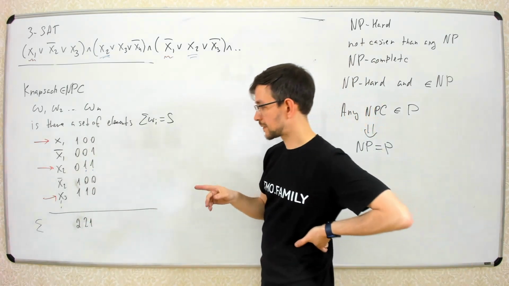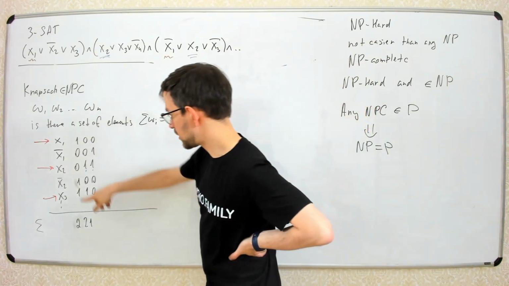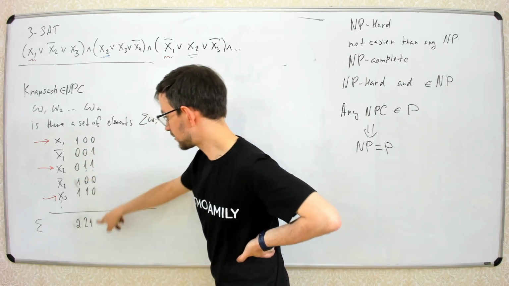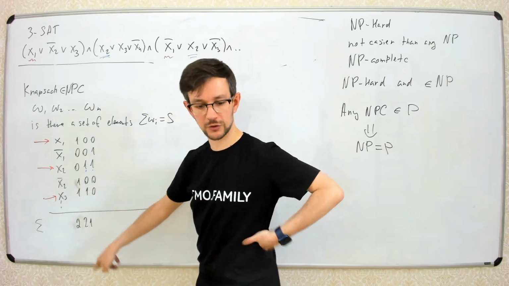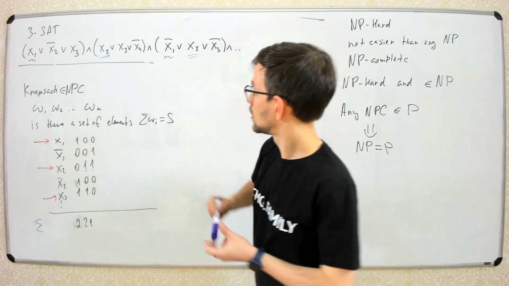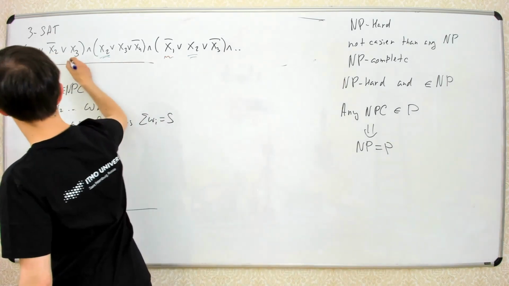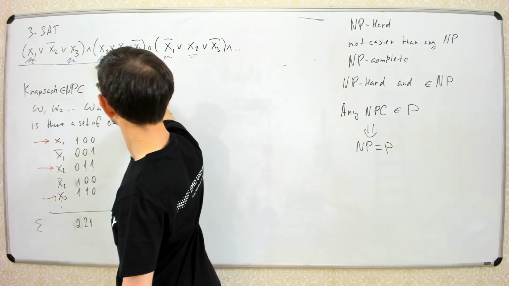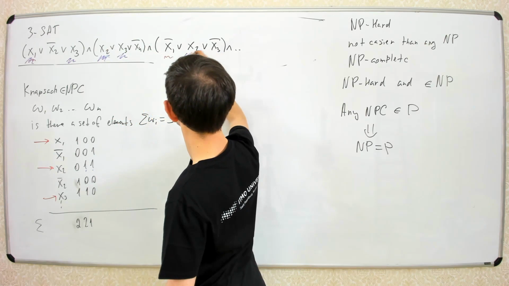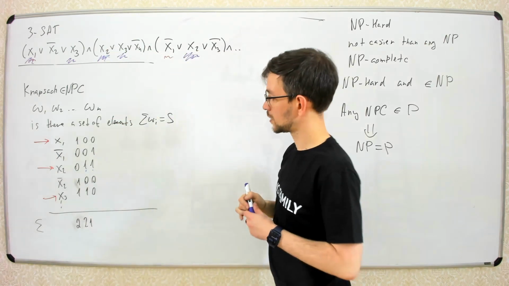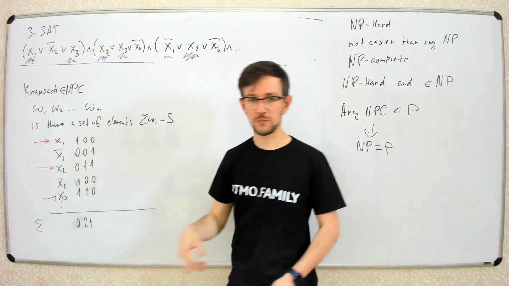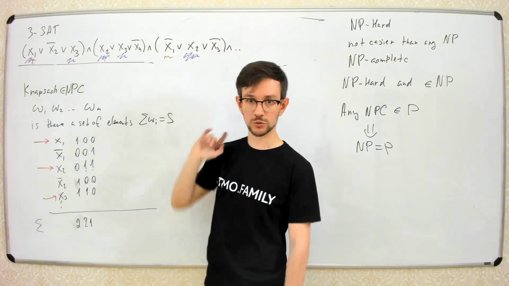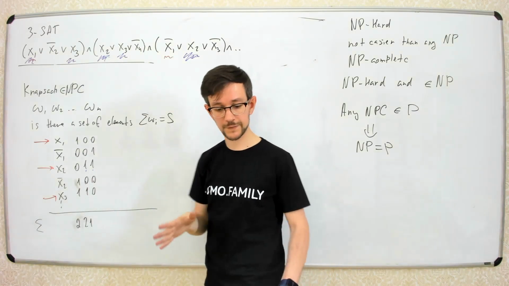Again, what does it mean? It means that you pick two variables in the first clause, two variables in the second clause, and one variable in the third clause. So this is true, this is true, here this is true, this is true, and here this is true. So each digit means the number of variables which are satisfied in each clause. Right?